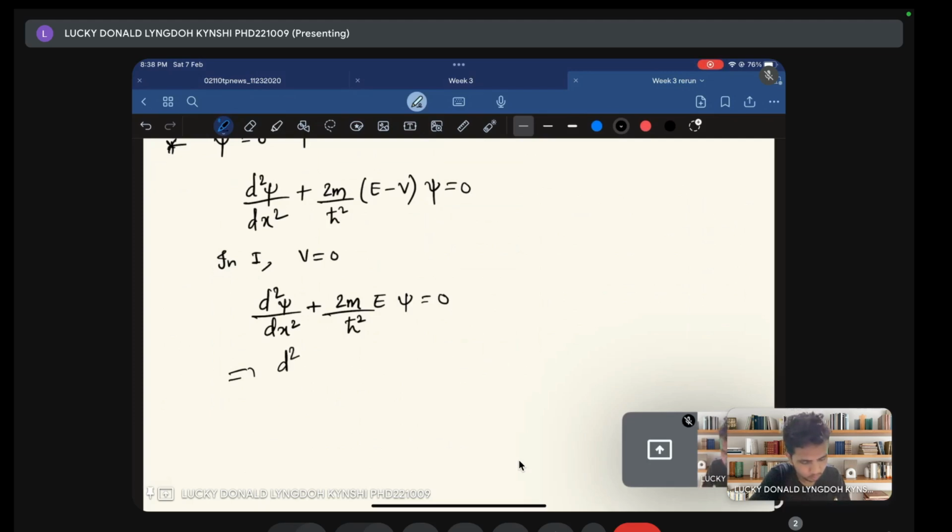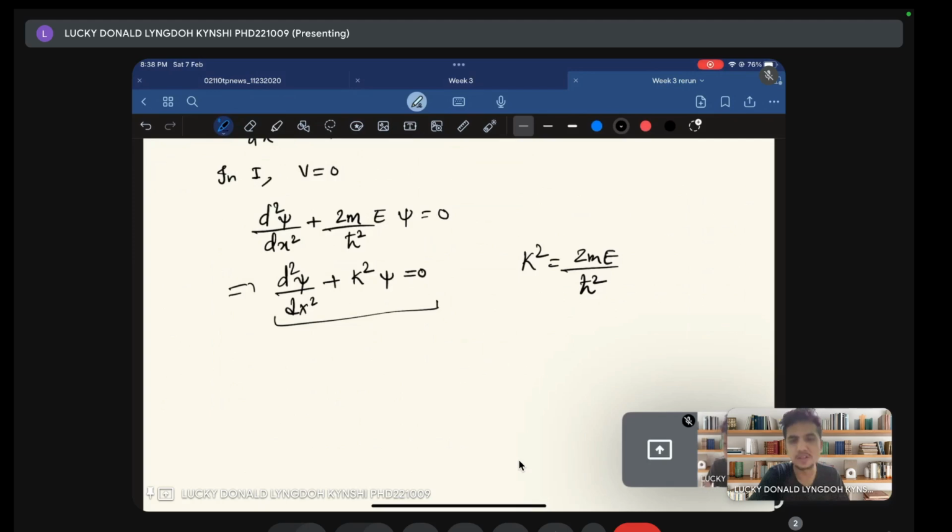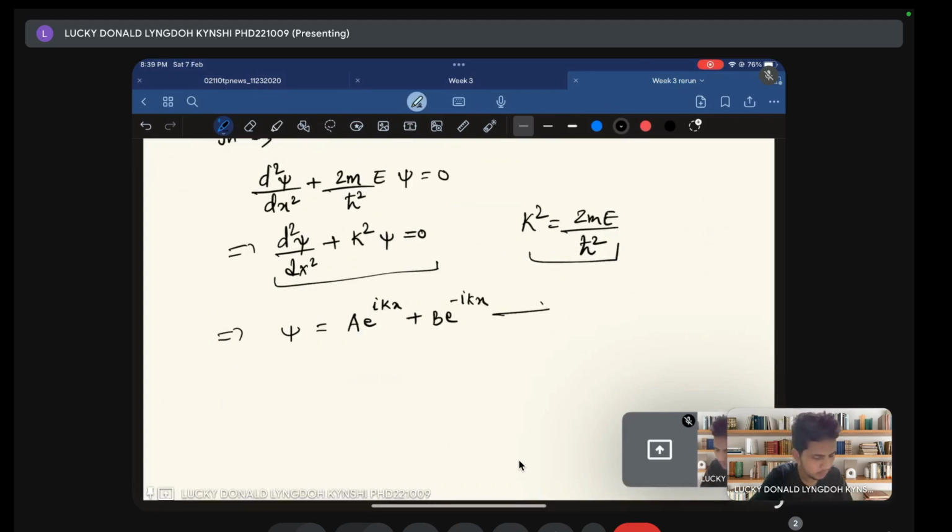So you can get d²ψ/dx² plus k²ψ equal to 0. Here k² equals 2mE/ħ². Okay, so this is the standard differential equation, and the solution of this equation is simply ψ equals A e^(ikx) plus B e^(-ikx), where k is given by the square root of 2mE divided by ħ². Now let's name this as equation 1.